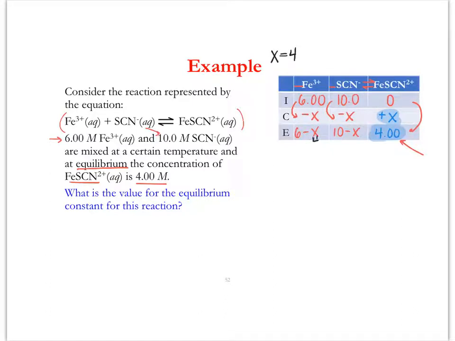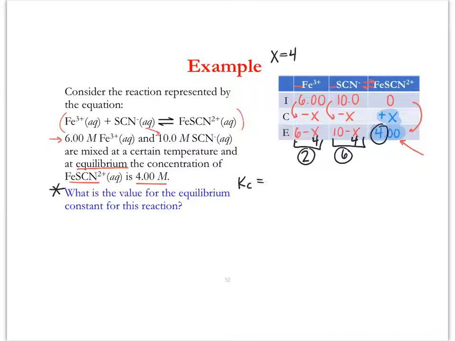If we know that x is equal to 4, we can plug that into the equilibrium line for each of the two reactants. So we know the equilibrium concentration of the iron ion is 2, and we know the equilibrium concentration of the thiocyanate ion is 6. So we have all of our equilibrium concentrations. The question is asking, what is the value for the equilibrium constant for the reaction?